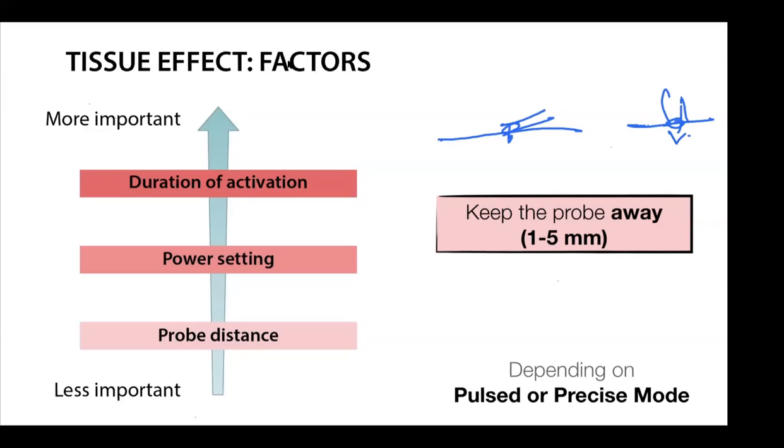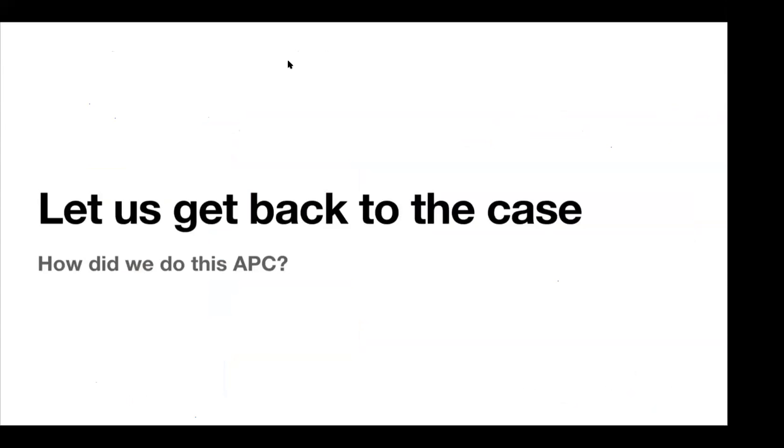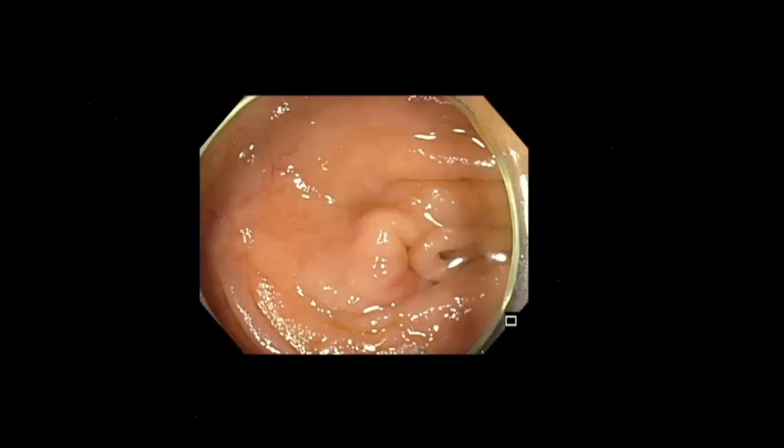But if you're not able to maintain the distance, I would suggest that you don't go with forced APC. Maybe you want to try precise mode. And the precise mode works precisely only up to 5 millimeters. Beyond that, it doesn't have the same control. So let's get back to the case, and I'll show you what we did.